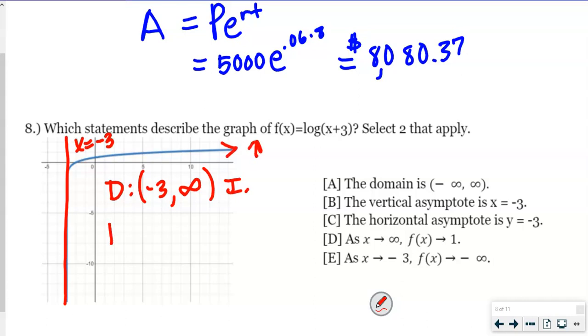Okay, then let's talk about our range. So our range is going to be what? This is going down and it's continuing to go up, right? So isn't the graph going down and continuing to go up? So this is going to be from -infinity to infinity, right?